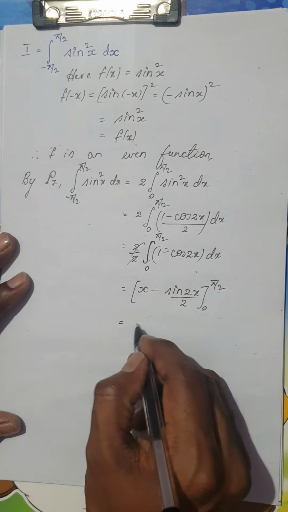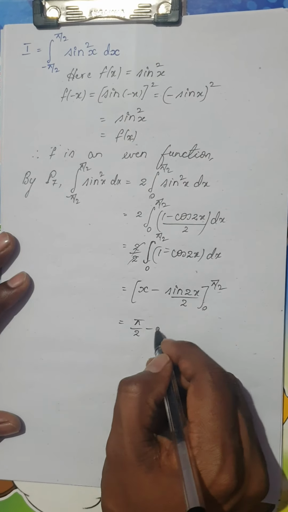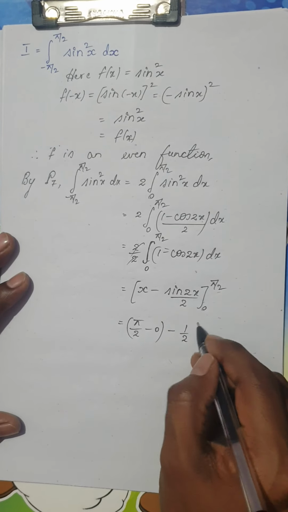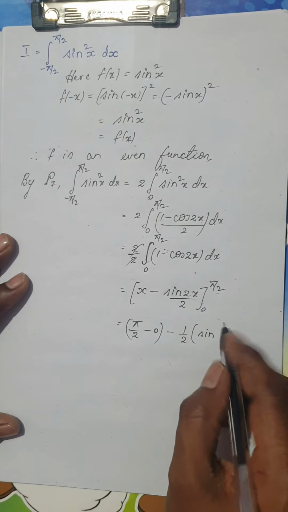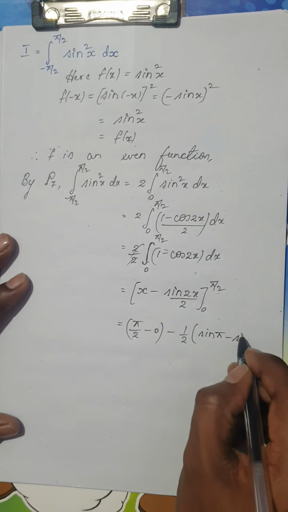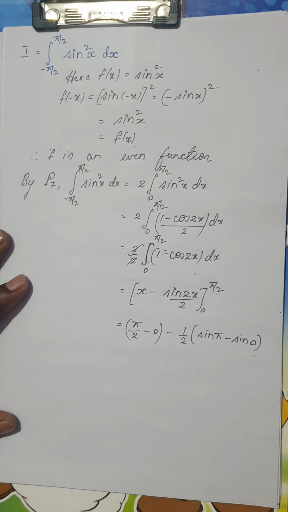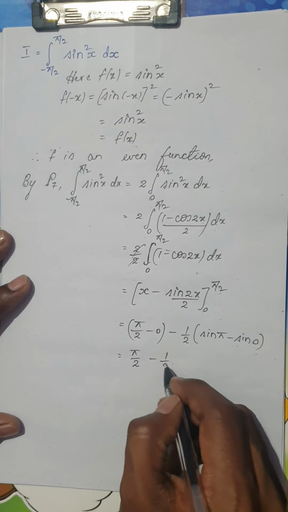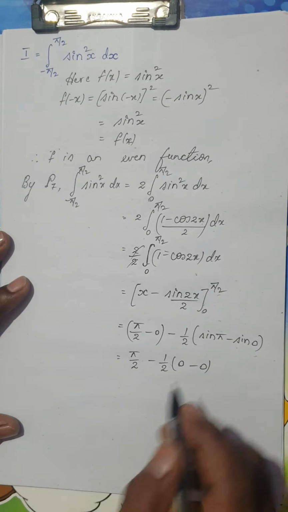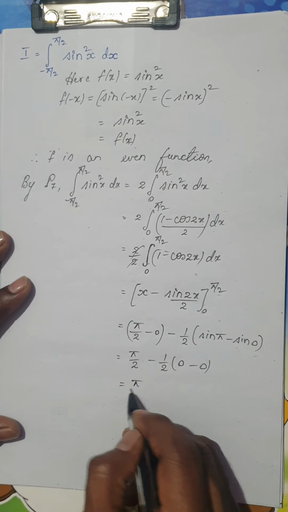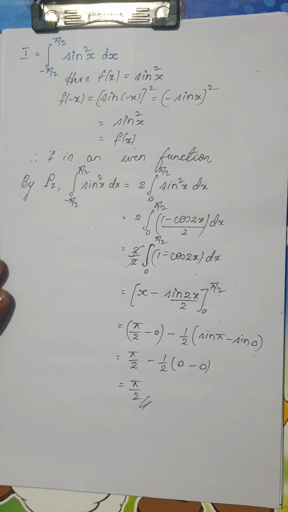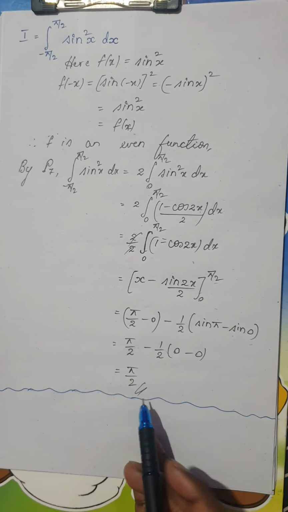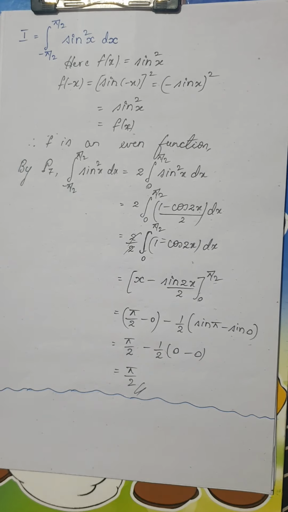Okay, let us apply the limits. This is nothing but upper limit is pi by 2, minus lower limit is 0, minus half into upper limit: 2 times pi by 2 means it is sine pi, and 2 times 0 is 0. And we all know this is pi by 2, minus half into sine pi is 0, sine 0 is also 0. So the answer for this is purely pi by 2. Is it clear? Okay students, that is the proof of this question. Shall we move to the next one?